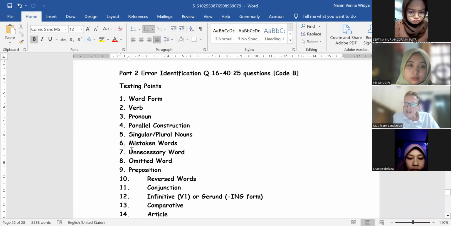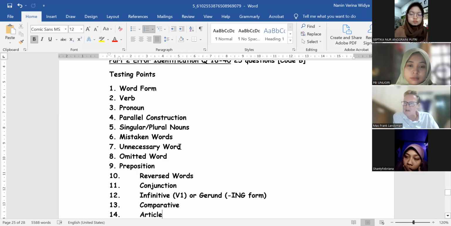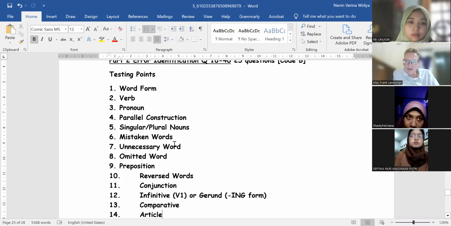Then we have mistaken words. You say, I want to have a career as an engineer, for instance, but you write carrier. Carrier could be an aeroplane or somebody who carries your luggage. You use the wrong spelling, the wrong word. So mistaken words, use the wrong form. Unnecessary word, when you say, in addition, I also want. Also tidak perlu karena sudah ada in addition. It's not necessary, it's redundant, we say in formal English.